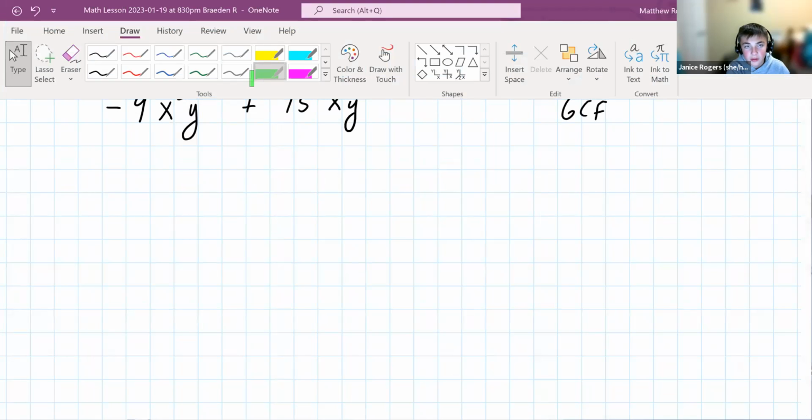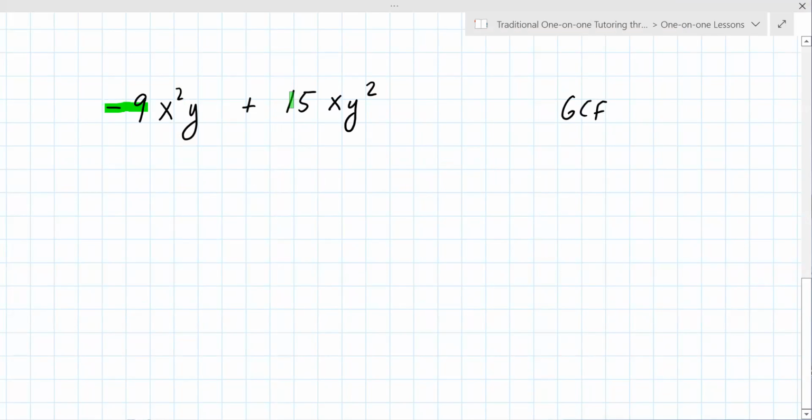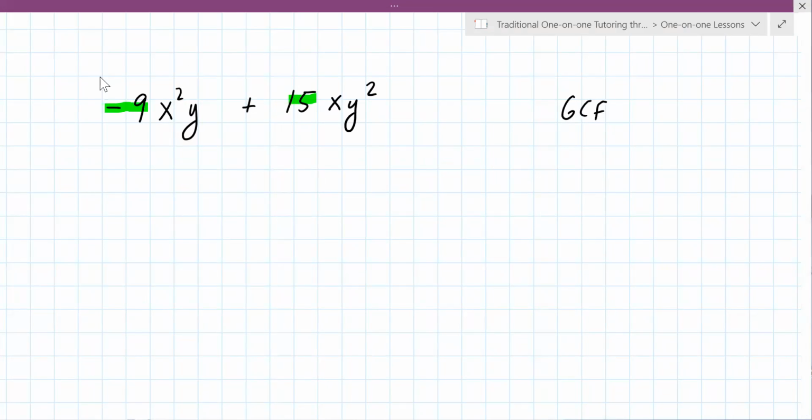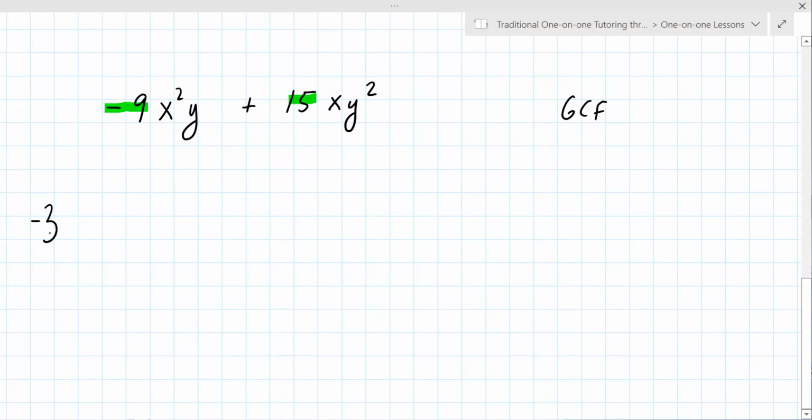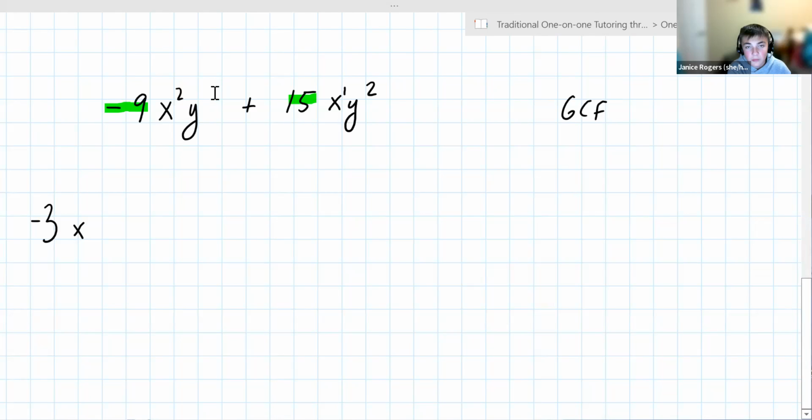-3. Yeah, and it's a preference to bring out the negative. Good. So I like to write that on the outside. Now between x squared and x, which do you choose? Just x. Just x to the power of 1. You choose the smaller exponent. It's similar to the GCF, but you use different language with variables. And how about anything else here for a GCF? Y. Yeah, y to the power of 1.